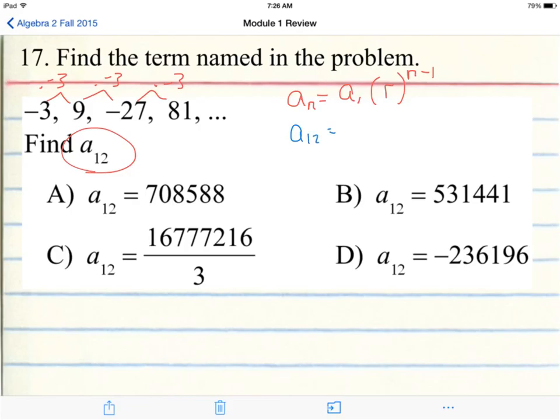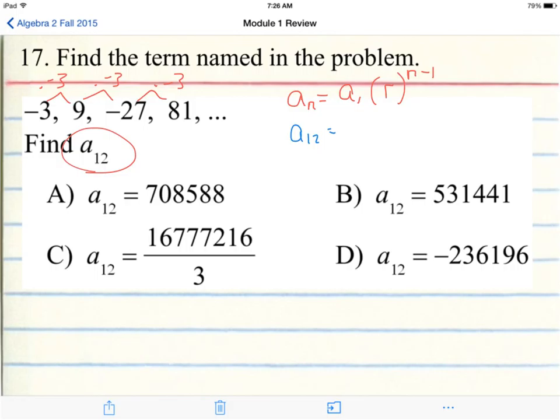Now I could use this formula. I could also, since 12 is not that far in the pattern, just continue the pattern, multiplying by -3 until I get to the 12th number. And that would be fine. But as we increase our terms, that could turn into a time-consuming event, and you may want to resort to the formula.